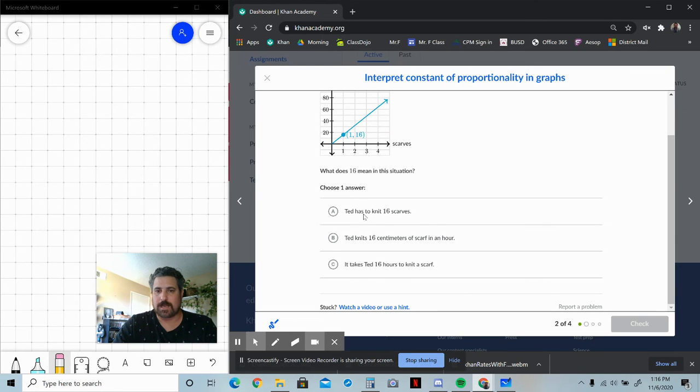So choose one answer. Ted has to knit 16 scarves? No. Ted knits 16 centimeters? No. It takes Ted 16 hours to knit a scarf. Yes.